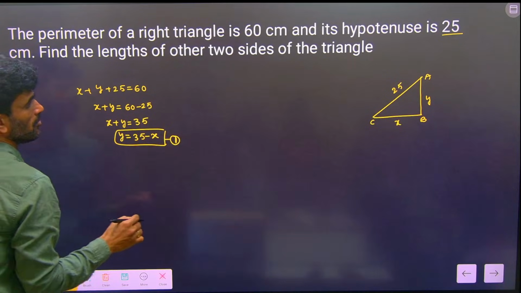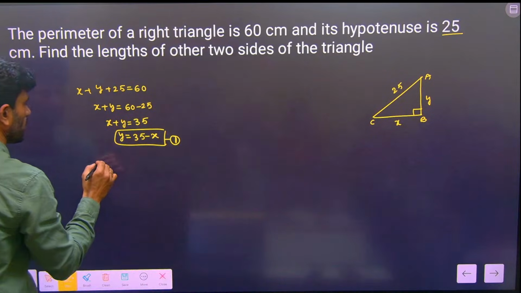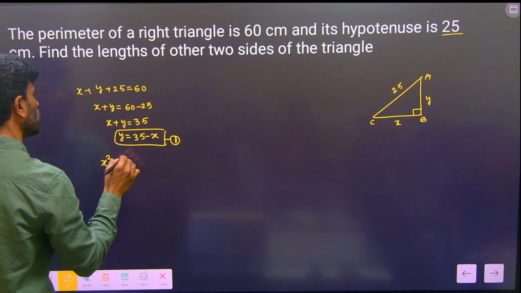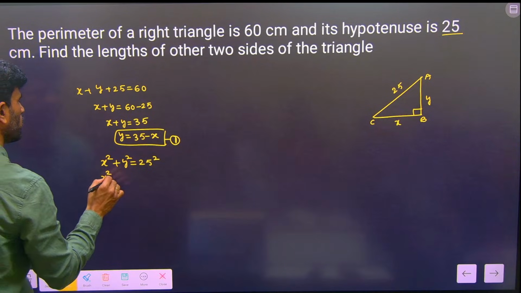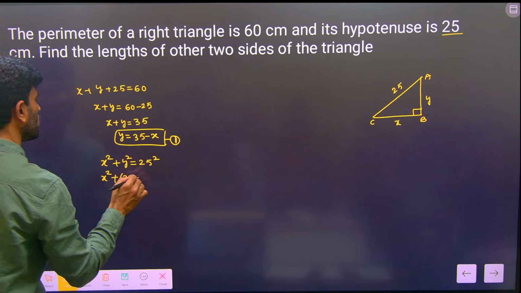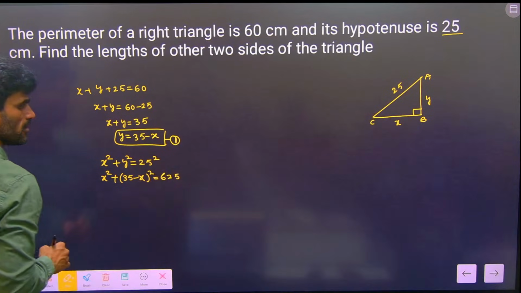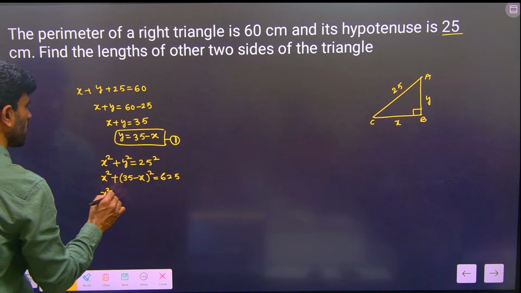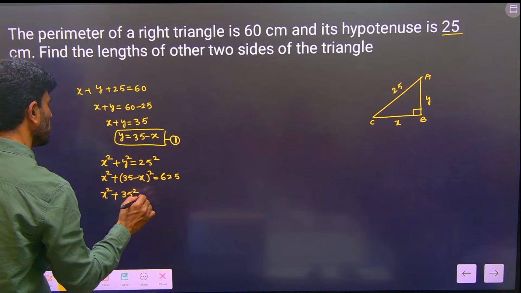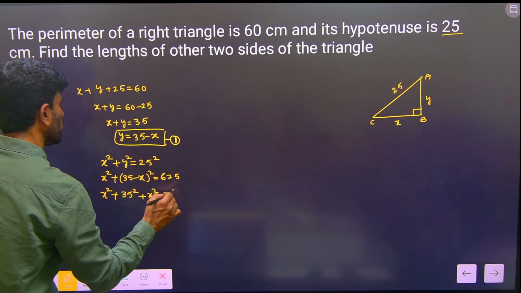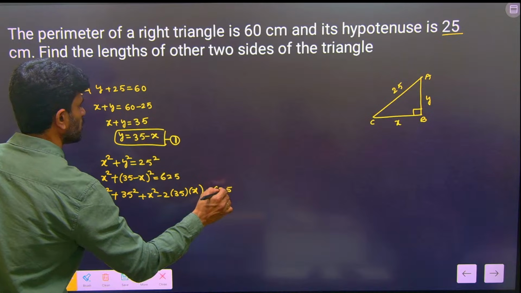And another, because it is a right angle triangle, we use Pythagoras theorem. What is it? X square plus y square is equal to hypotenuse square, 25 square. So x square plus y, meaning 35 minus x whole square, is equal to 625. I am writing it directly. Now this is x square as it is. Now a minus b whole square: 35 square plus x square minus 2 into 35 into x is equal to 625.